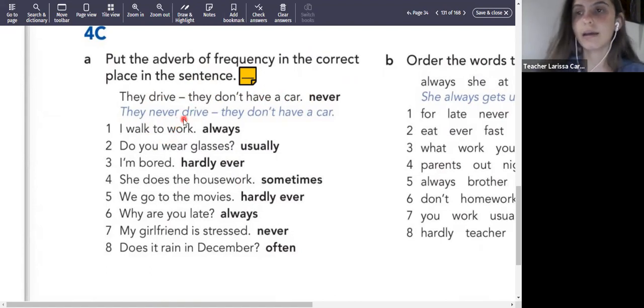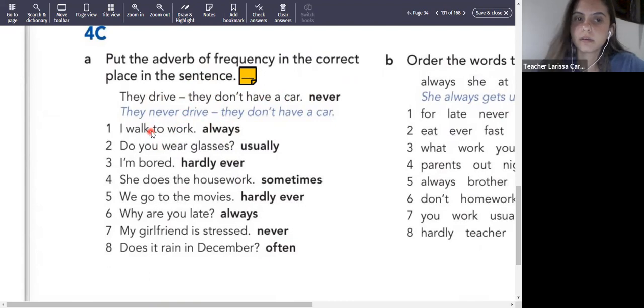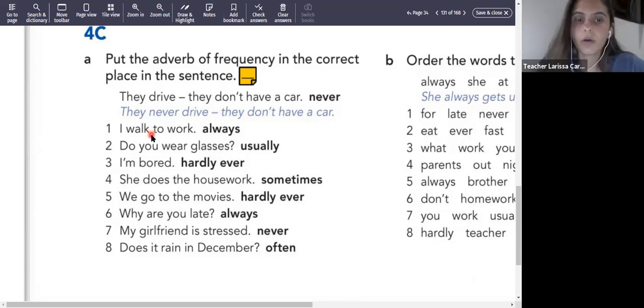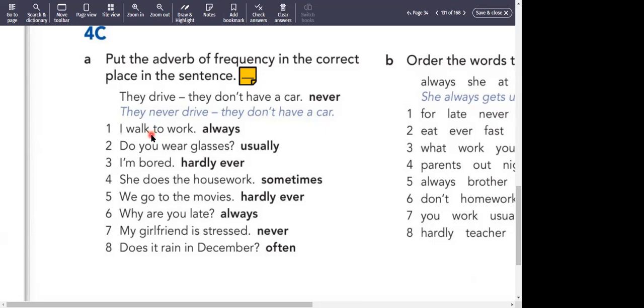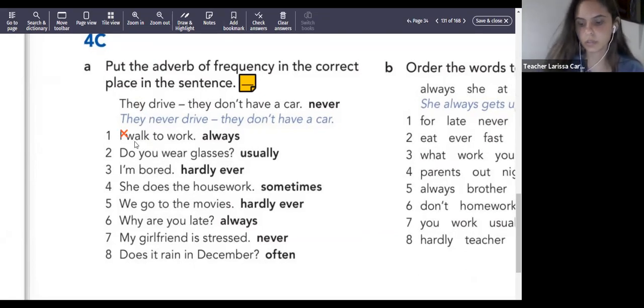So now, Cecília, the adverb is always. Onde é que a gente vai colocar o always nessa frase? Depois do verbo principal, então I walk always to work. Are you sure? No. I always walk to work. Okay, I always walk to work. Okay, number 2.